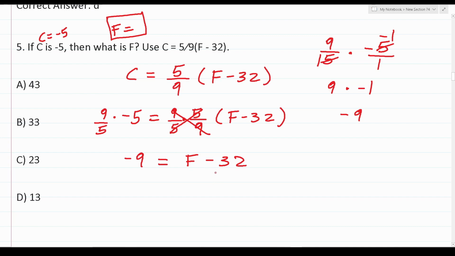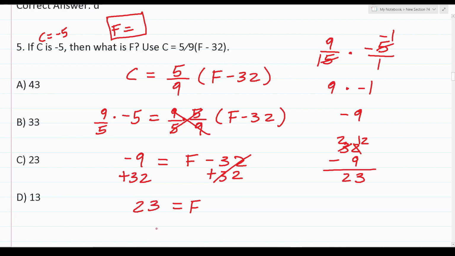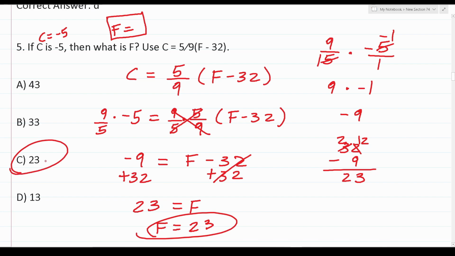All right, so now we're just solving for F. The last thing we have to do is add 32 to both sides. This crosses out here, leaving you with just F on this side. And this is the same thing as 32 minus 9. So 32 minus 9. 2 minus 9 we can't do, so we're going to have to borrow. This becomes 2. This becomes 12. 12 minus 9 is going to be 3, and 2 minus nothing is 2, so we can see F is 23 in this case. And in math, it's customary to write the variable for which you solved on the left. So this says F equals 23, which we should see as answer choice C.